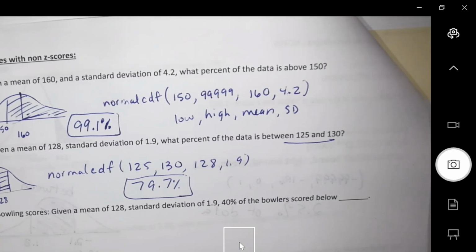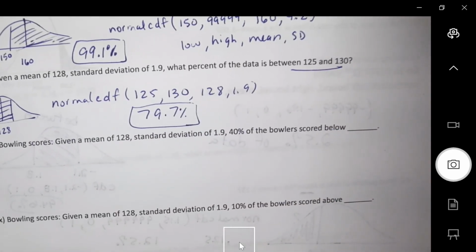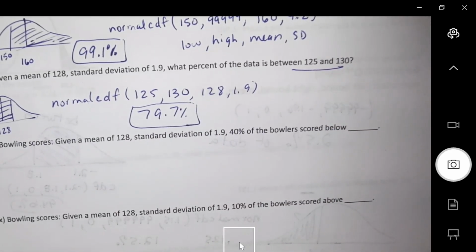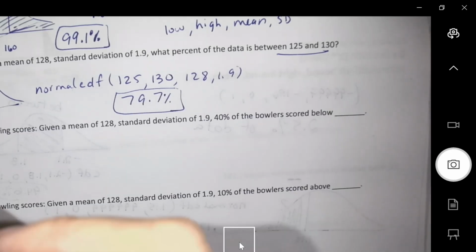Okay, next example. Bowling scores. Oh, sorry. Are we good with that number? 79.7%? Everyone got it working? A mean of 128, standard deviation of 1.9. 40% of bowlers scored below what?